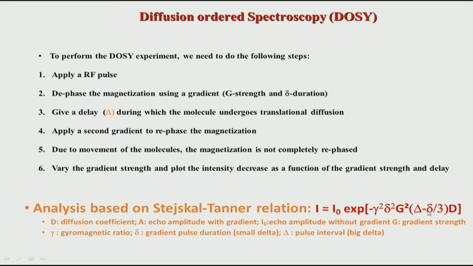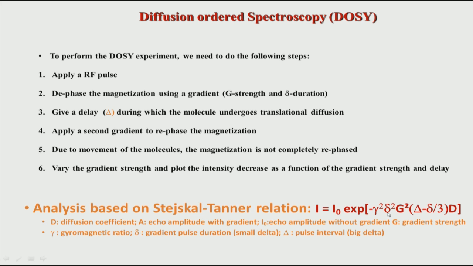Delta is the diffusion delay, which is typically of the order of 100 or 200 or 300 milliseconds. That all depends on two factors. One is how strong the diffusion is, and second, what is the T1 relaxation of the sample, or T2. This is the gradient strength. This is what we described, that this product G into delta come together.